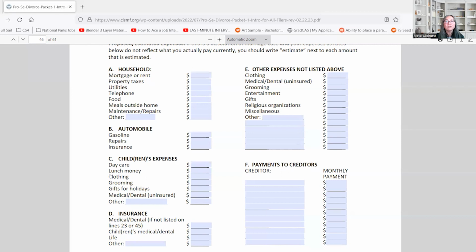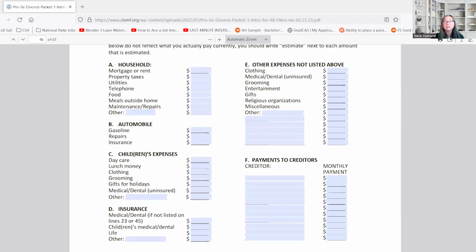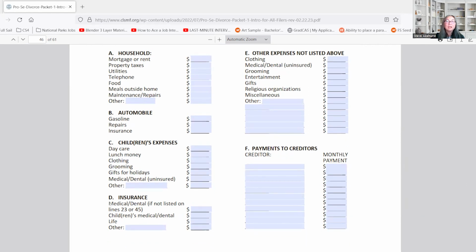And this is another thing: clothing, grooming, and gifts for the holiday. Again, those are not a recurring monthly payment. So you have to take what you normally spend in a year, divide it by 12, and that's how you get a regular monthly amount. Same thing with any other expenses, maybe you pay for them to play an extracurricular activity. It may not be monthly, but you have to have a rough estimate of how much you're going to spend. Say you should know how much you pay for all your insurances.